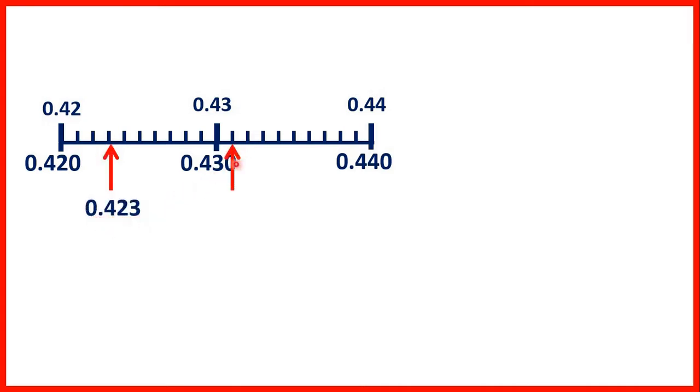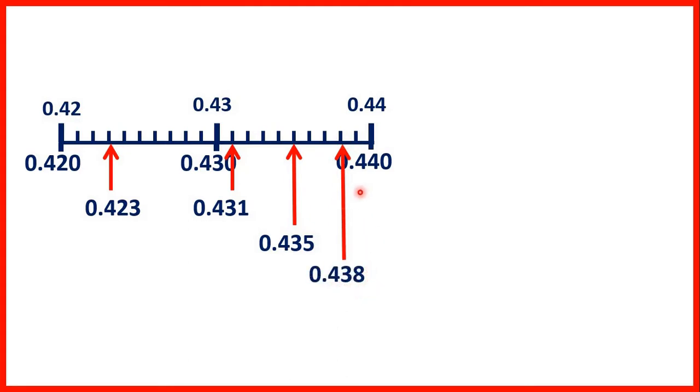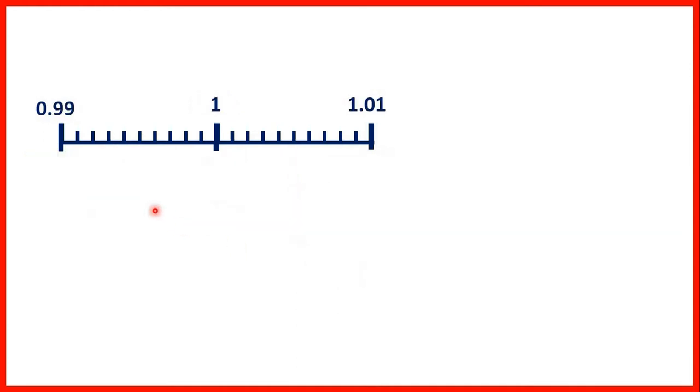So here we had 0.423, then 0.431, 0.435 and 0.438, and if we remember that 0.44 is the same as 0.440, then it's easier to understand why 0.438 is less than 0.44. In fact, we can see that it's 2 thousandths less.